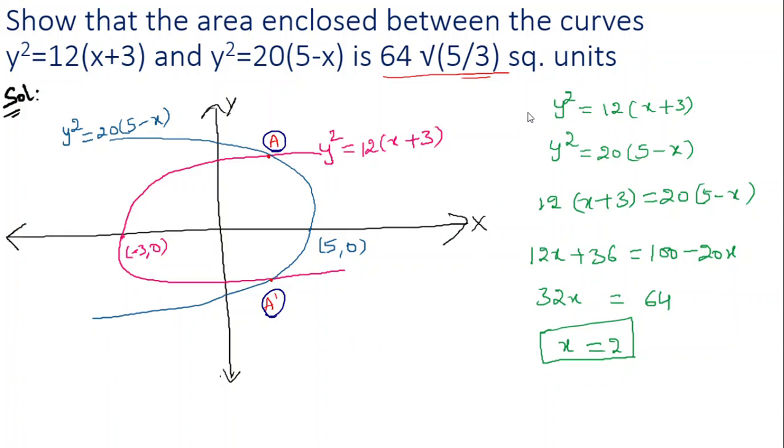So how do we find these points of intersection? This is the first curve and this is the second curve, and the LHS are the same. So when the LHS are the same and equal, then the RHS must also be equal. So we equate the terms on the RHS. It becomes 12 of x plus 3 is equal to 20 of 5 minus x.